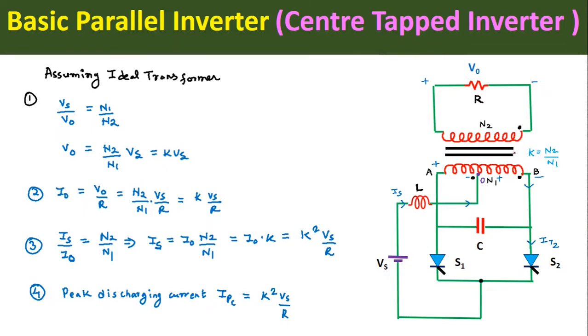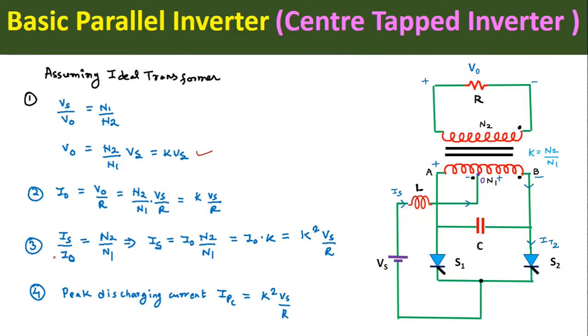So we can find out the load voltage from this equation. We will take Vs by V0 equal to N1 by N2. So from this equation we will get the load voltage V0 equal to N2 by N1 into source voltage Vs. Now we will take this N2 by N1 equal to K. So we will get load voltage equal to K into Vs. Now since we are using the load resistor here, the load current will be equal to load voltage divided by load resistor. We will put this equation here. We will get K into Vs by R equal to load current.